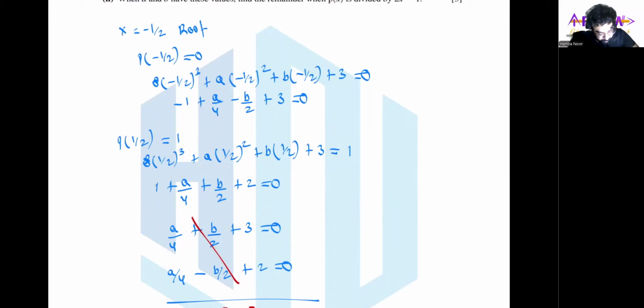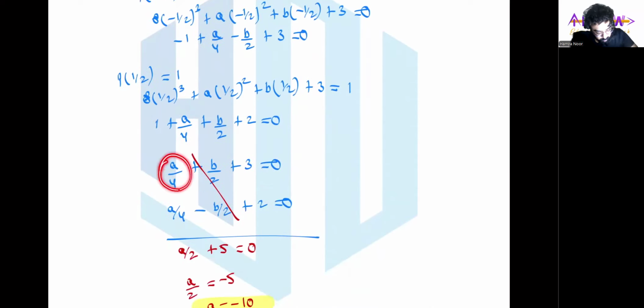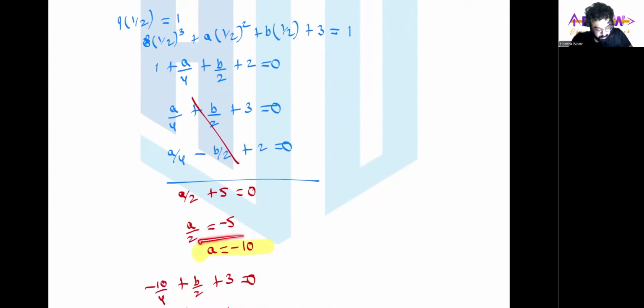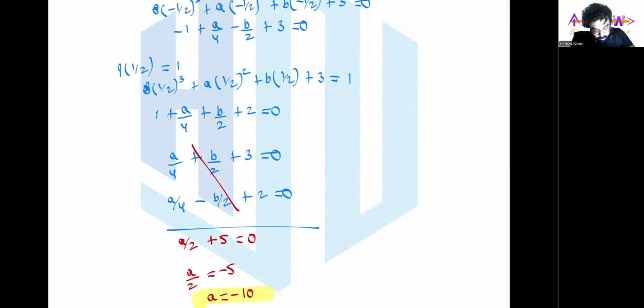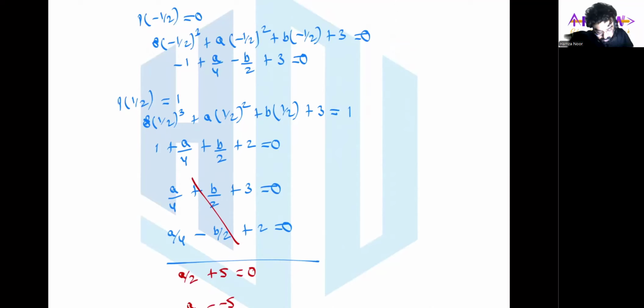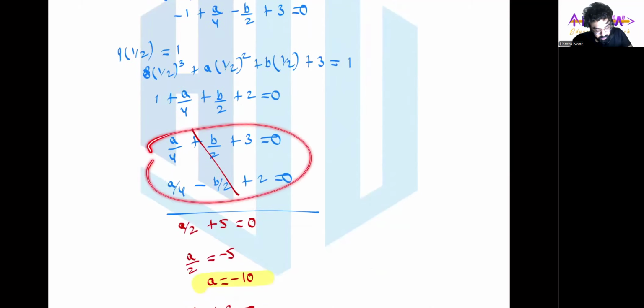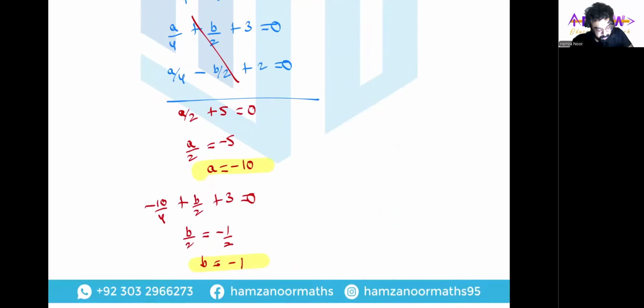So b over 2 and minus b over 2 get cancelled out, and therefore a over 4 plus a over 4 will be a over 2, and 3 plus 2 is equal to 5. So a over 2 is equal to minus 5, therefore a is equal to minus 10. In this way, we have found the value of a, which is minus 10, and now we are going to use any one of these two equations in order to find the corresponding value of b. So I can say that minus 10 over 4 plus b over 2 plus 3 is equal to 0.